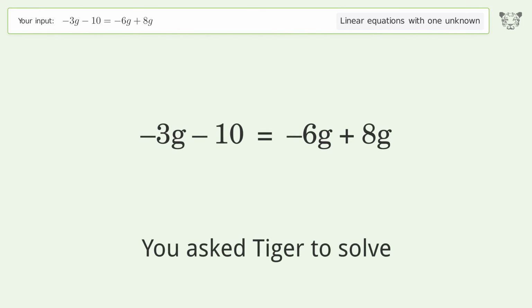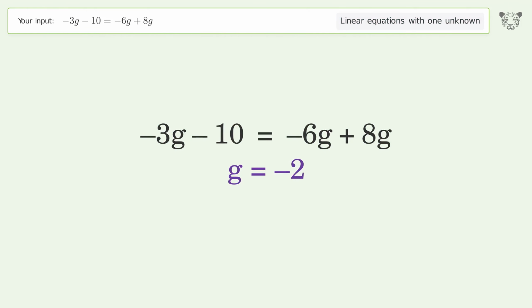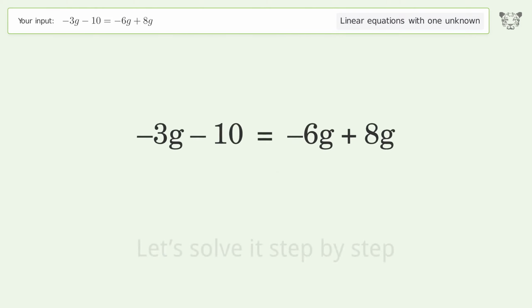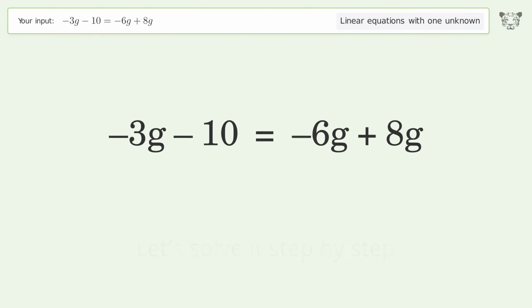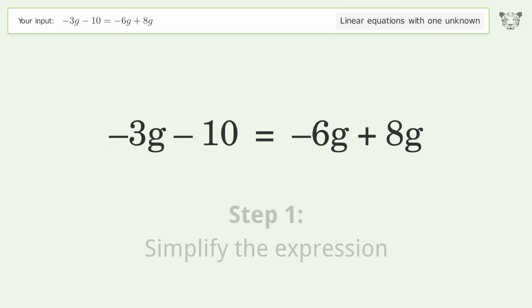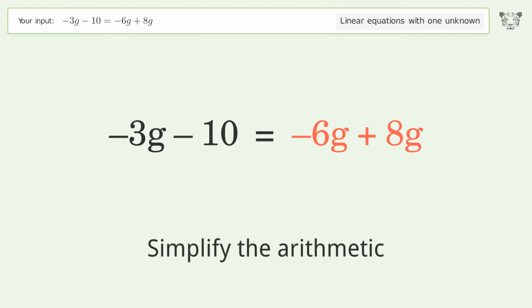You ask Tiger to solve. This deals with linear equations with one unknown. The final result is g equals -2. Let's solve it step by step. Simplify the expression. Simplify the arithmetic.